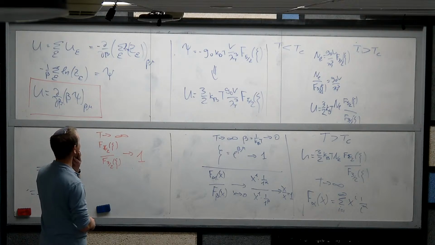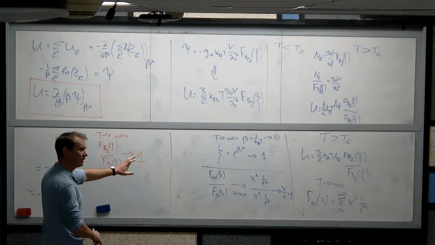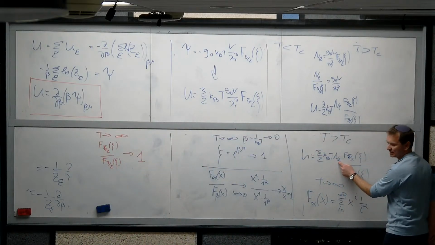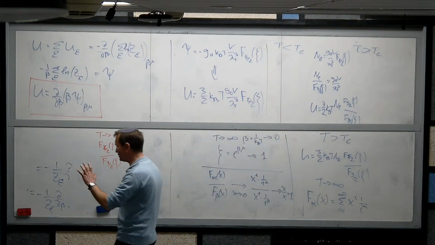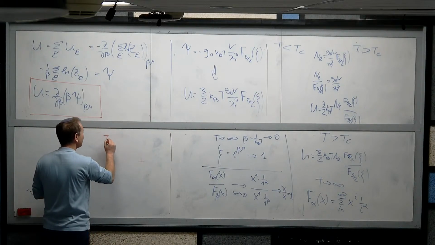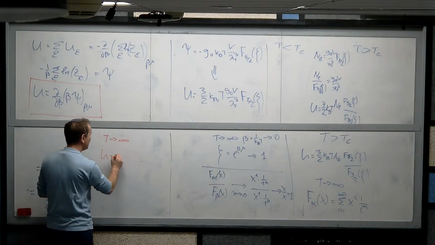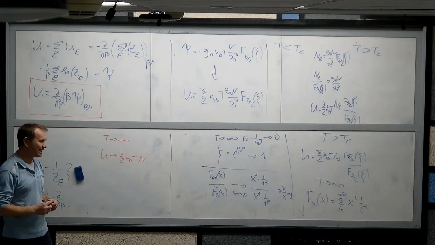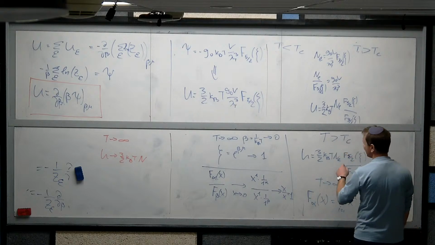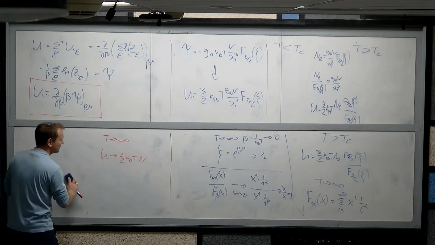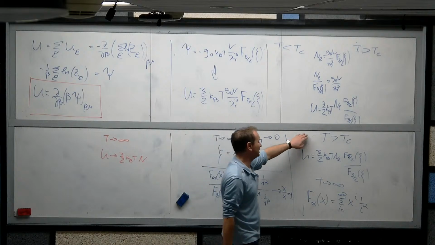Oh, I know where it's coming from. I will explain it. I want to finalize. It's actually coming also from the n excited. I will explain it a little bit later. But what happens at T goes to infinity? U goes to 3/2 k Boltzmann T N. And this N can be calculated exactly at the Tc. I will define everything in a bit. So this is for T larger than Tc.